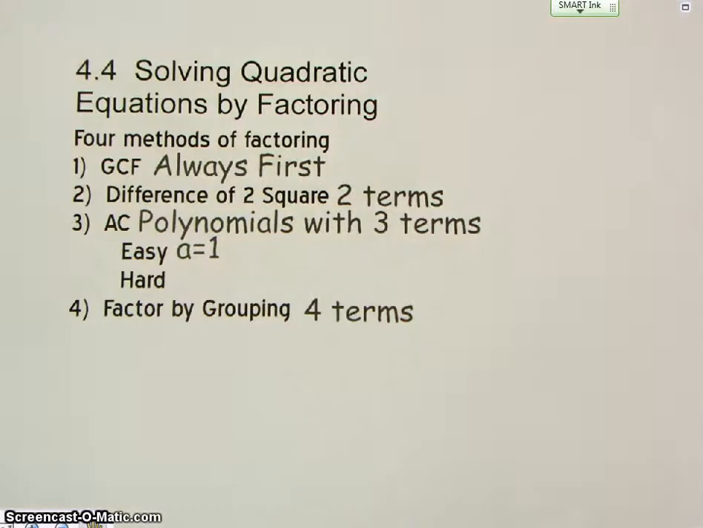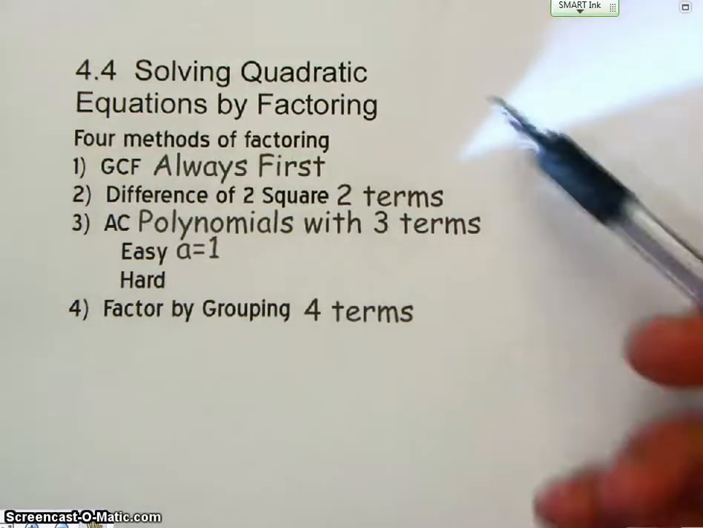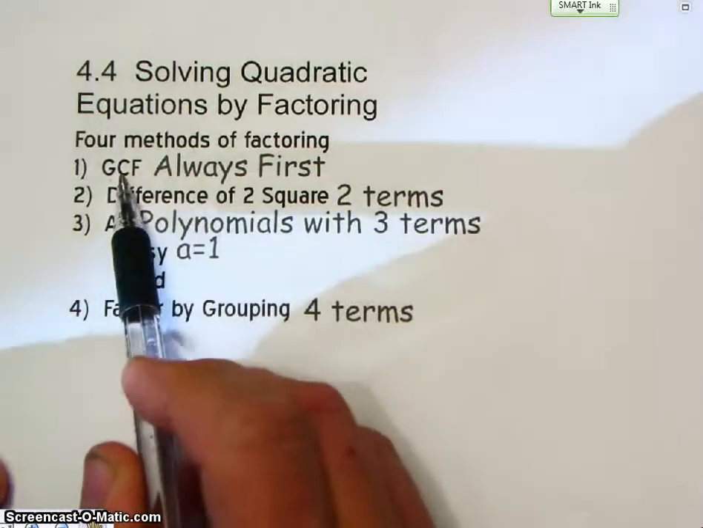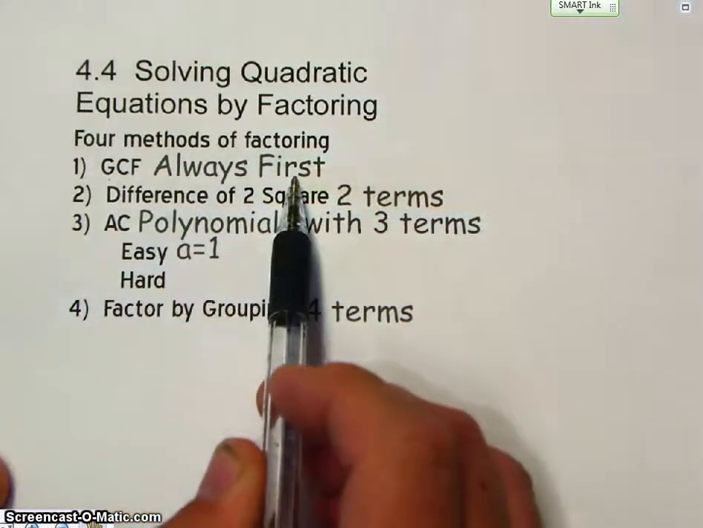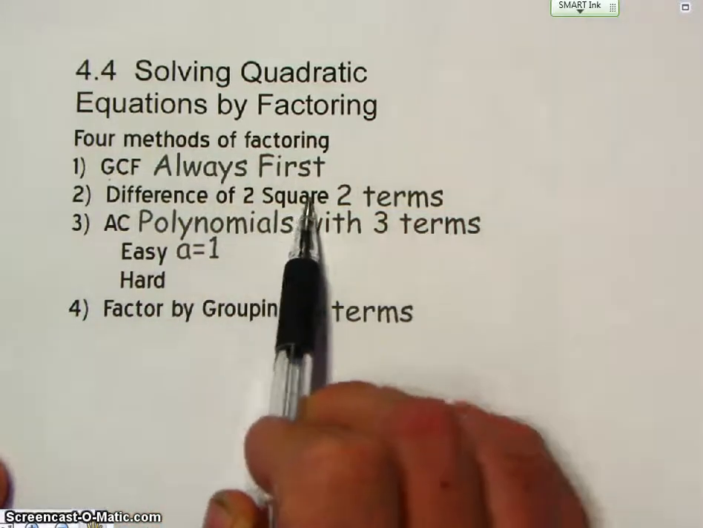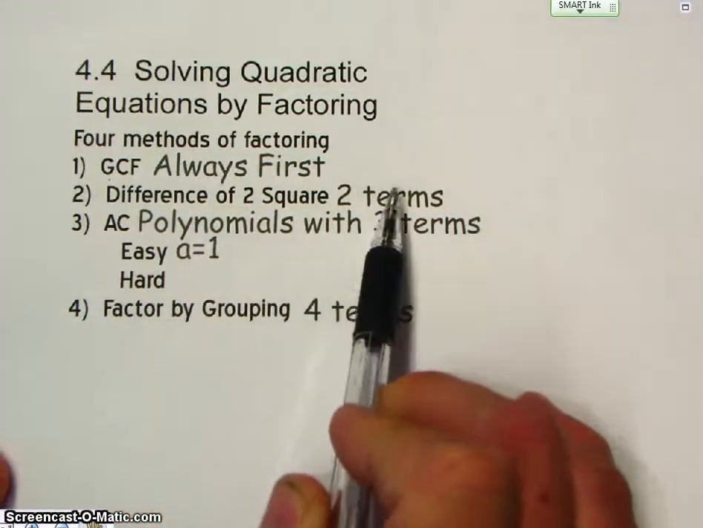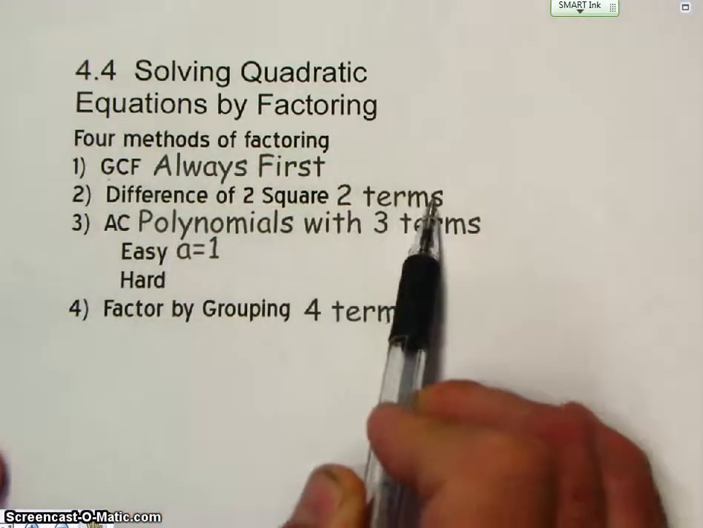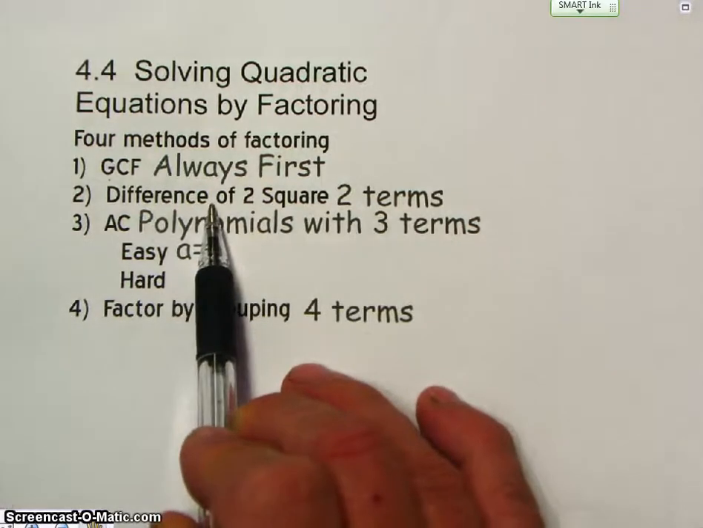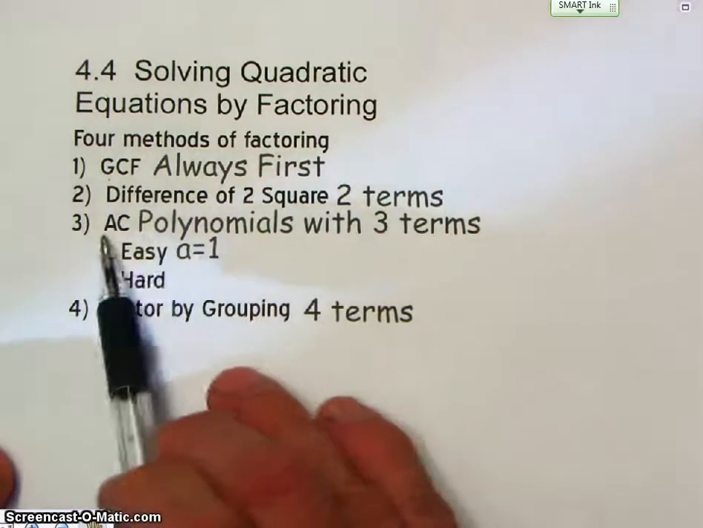All right, 4.4, solving quadratic equations by factoring. But actually, before we start solving, we have been going over 4 methods of factoring. We have gone over factoring the GCF, which you always do first whenever possible. We have covered difference of two squares, which involves two terms. So if you're given an equation that only has two terms, this is the only method you're able to use if it meets the requirements.